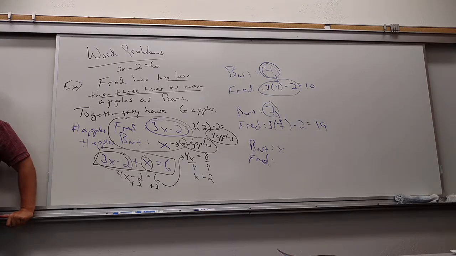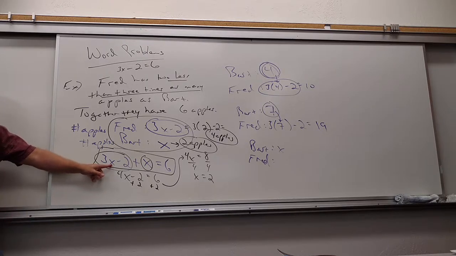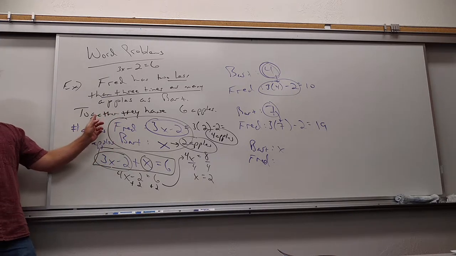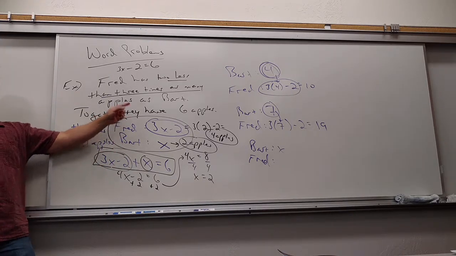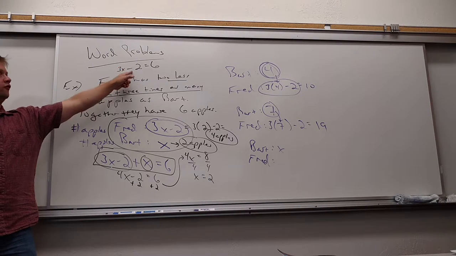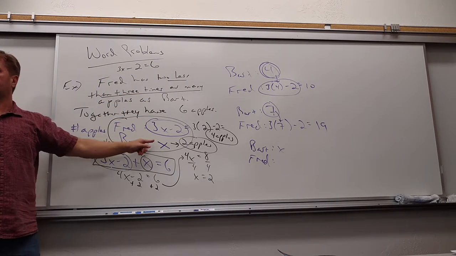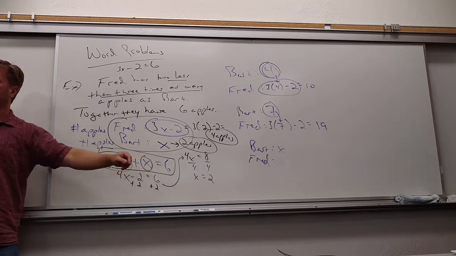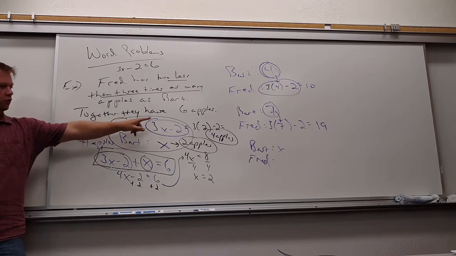Yes, sir. So what does that 3x minus 2 represent? Fred. And what's the problem say? Together. So if you wrote this, you're saying Fred's got 6. Fred ain't got 6. Fred plus Bart has 6. I like it. And that's why this step makes sure you don't forget anybody.